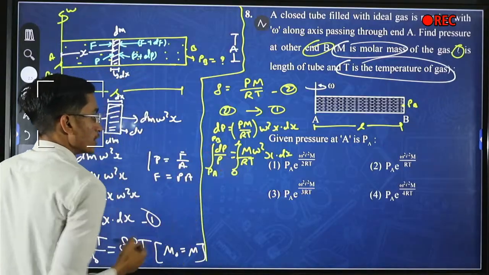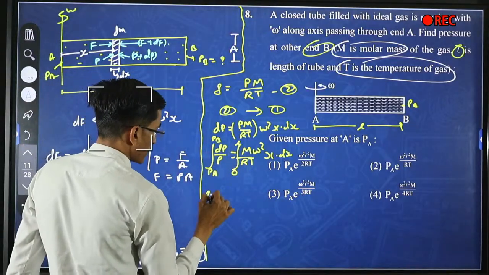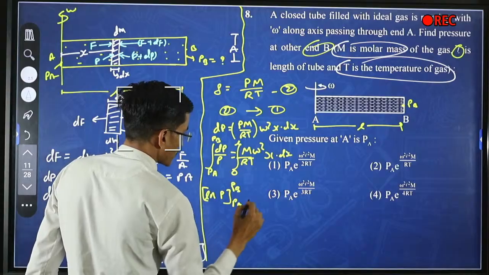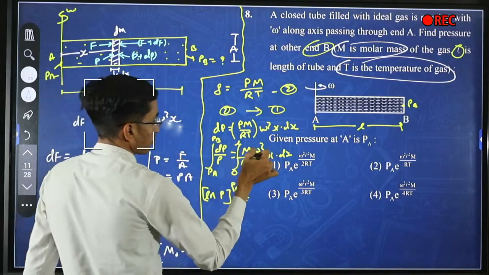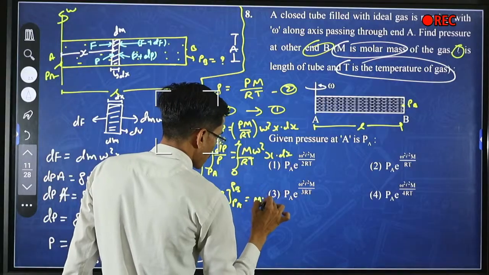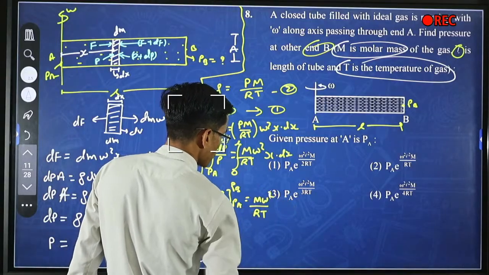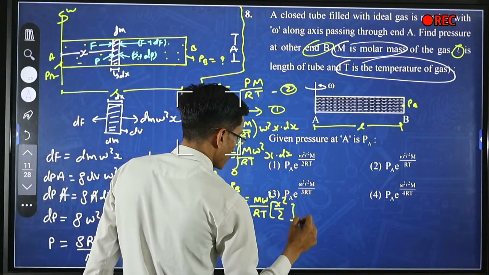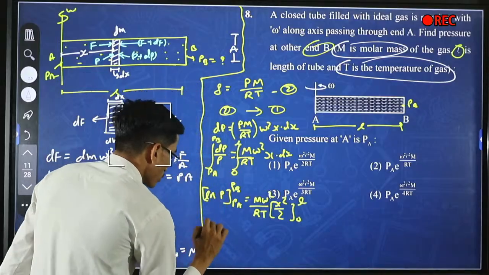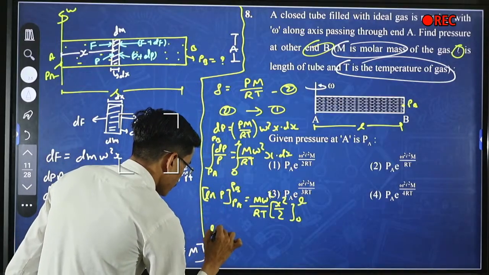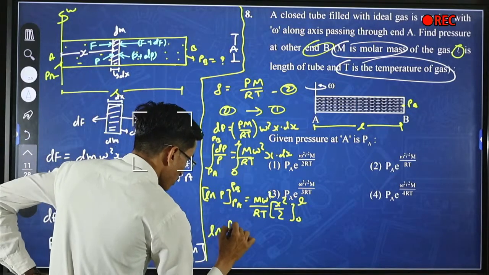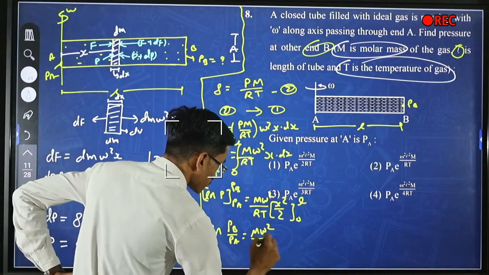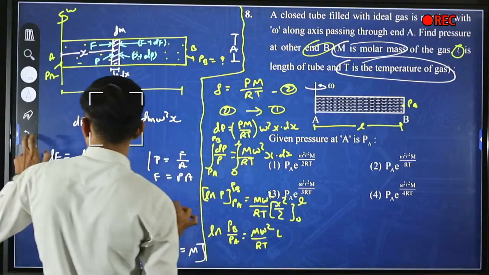Okay. So the integration of 1 upon P dP will become ln P, and the limit can be written as PA to PV. On the right side, m omega square by RT is a constant, so we can take it common. The integration of x dx is x square by 2, with limit 0 to L. So we can write ln of PV by PA is equal to m omega square by RT times L square by 2.